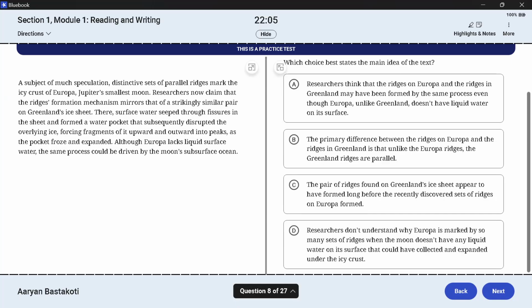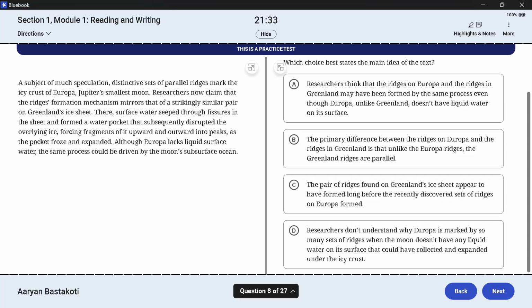What is the main idea of the text? A subject of much speculation. Distinctive sets of parallel ridges mark the icy crust of Europa, Jupiter's smallest moon. Researchers now claim that the ridges' formation mechanism mirrors that of a strikingly similar pair of ridges in Greenland's ice sheet. Surface water seeped through fissures in the sheet and formed a water pocket that subsequently disrupted the overlying ice, forcing fragments of it upwards and outward into peaks as the pocket froze and expanded.